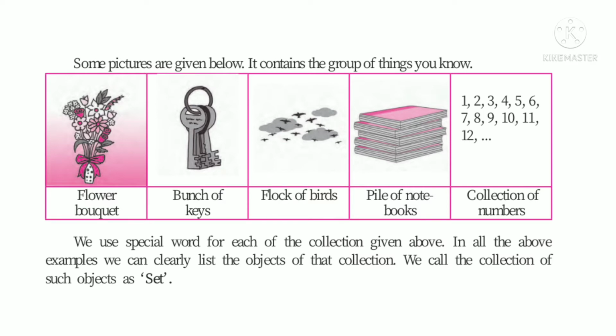We use a special word for each of the collections given in the examples. In all the examples, we can clearly list the objects of that collection. We call the collection of such objects a set.